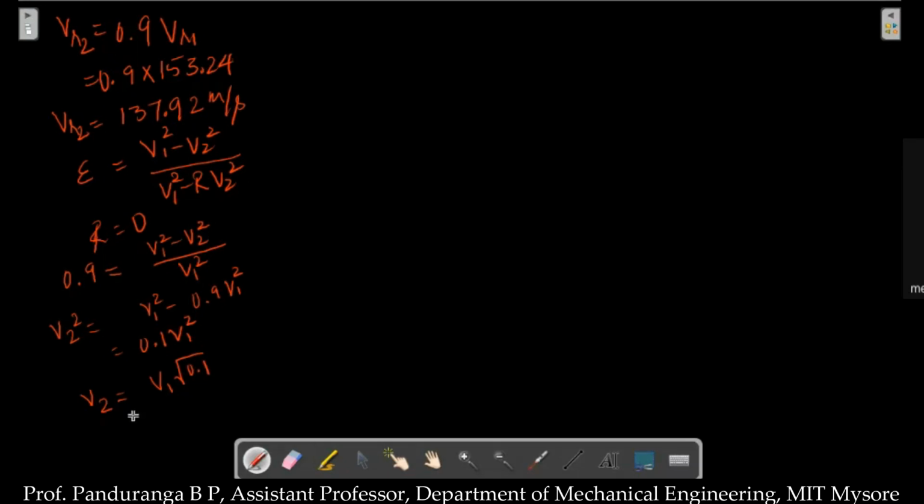So when we substitute the value of V1 as 275 into root of 0.1, we get V2 as 86.96 meter per second. Once we know the value of V2, now we need to calculate the value of VU2.